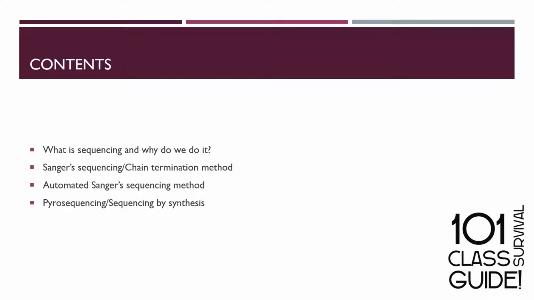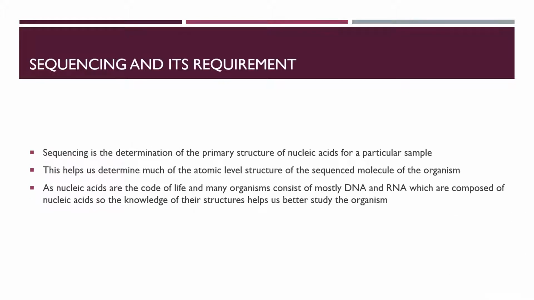The contents are simple: what is sequencing and why we do it, and then there are three methods: Sanger sequencing, automated Sanger sequencing, and pyrosequencing. We'll be discussing all these three in detail. Now let's discuss sequencing and its requirement.